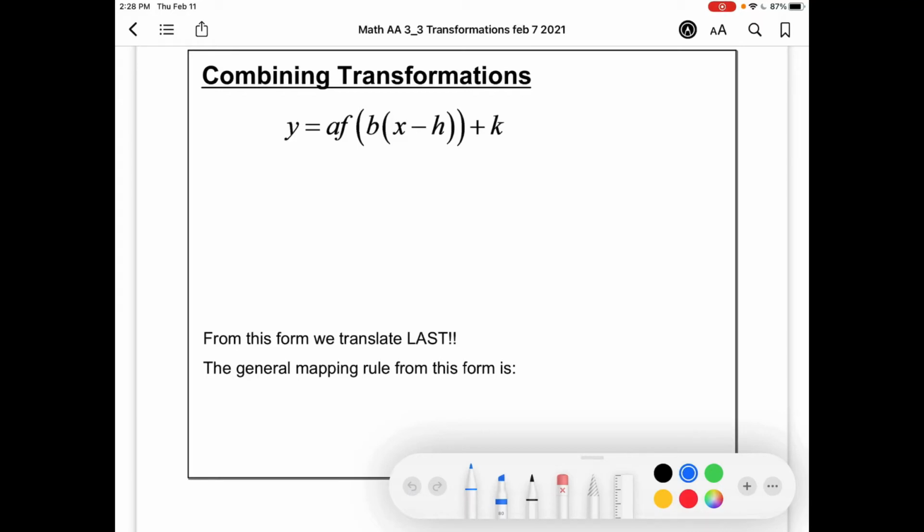Hi folks, today we're looking at combining transformations. So that means putting our stretches, our reflections, and our translations all together. So it works this way.